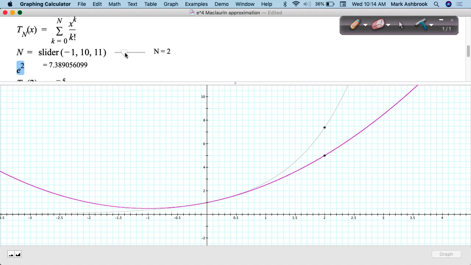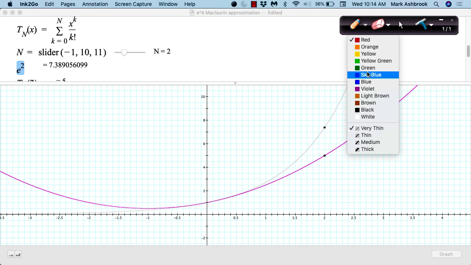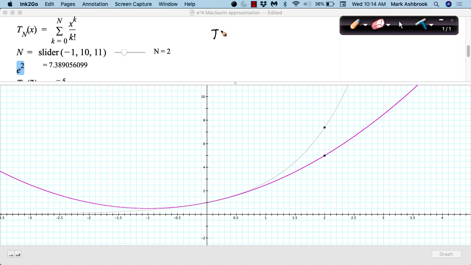So the second degree Taylor polynomial, we call that T2. And what is it? So let's write out the second degree Taylor polynomial. What would it be? Jennifer, what would that be?